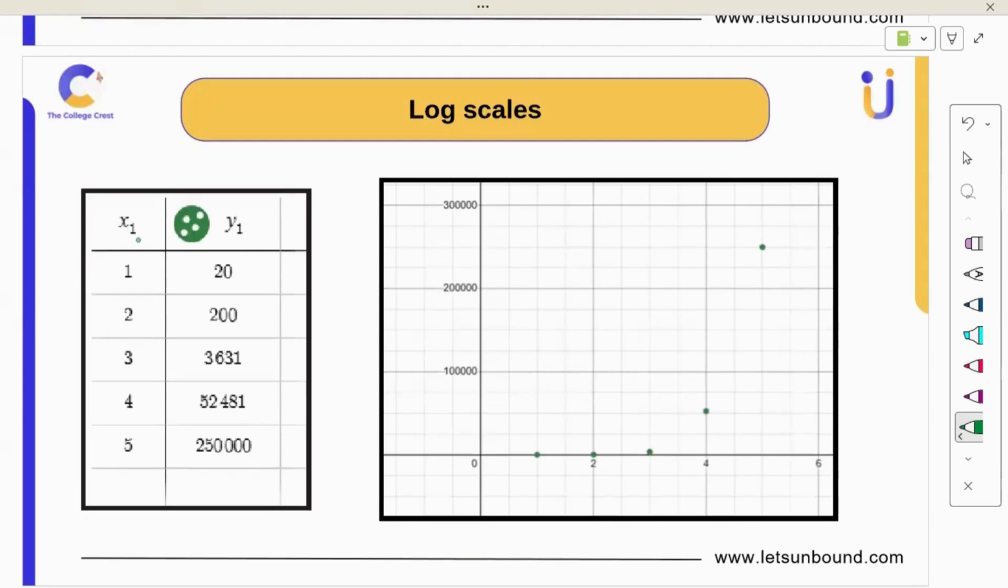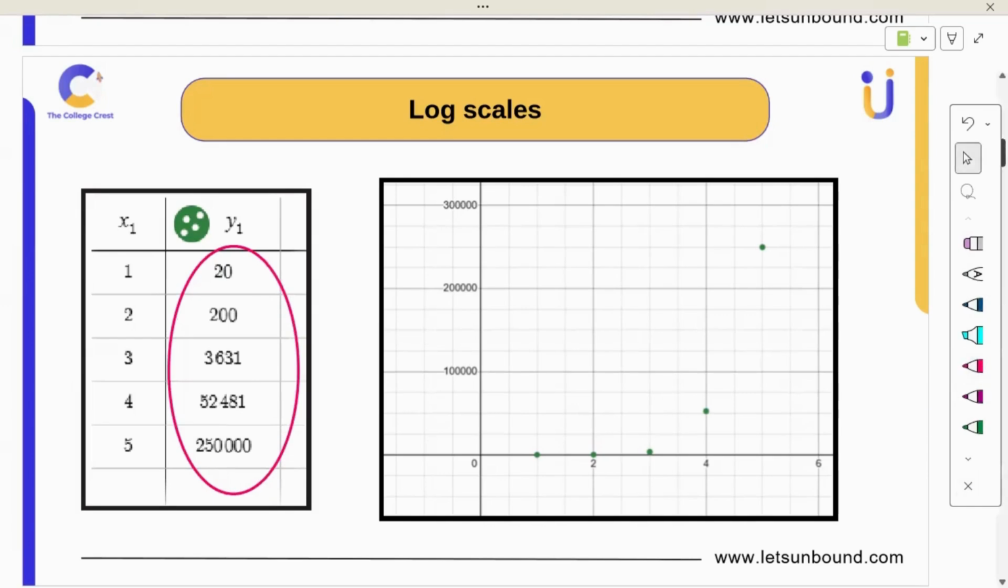So here I have some values. X1 is 1, 2, 3, 4, 5. And Y1 is, the range is becoming 20, 200. Okay, that's fine. Then 3,000, 52,000, 250,000, right? So I need to adjust my window. My scale goes like this. Now, if I ask what point this is, it seems like 0, but it's not. It's 200. So that's the problem. I need a different scale. The linear is not enough here. The problem is with the range of values. So we will work on it, right?